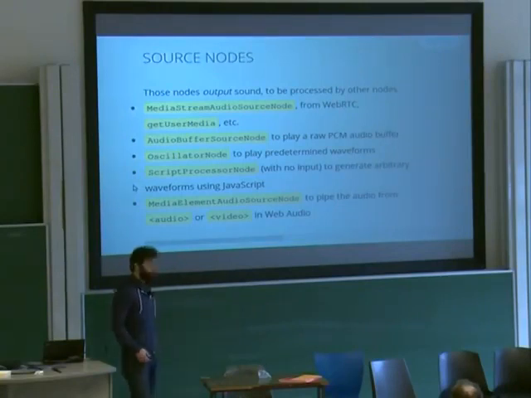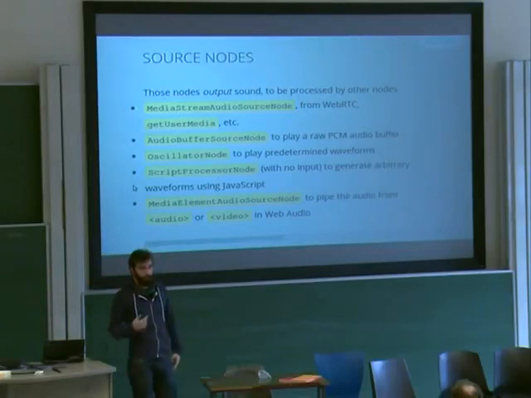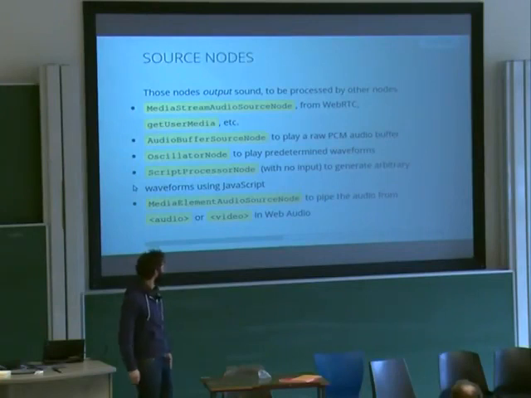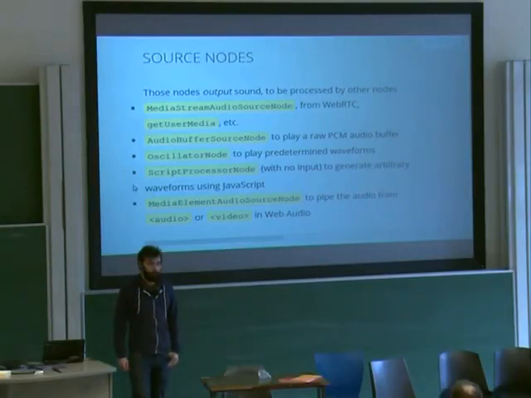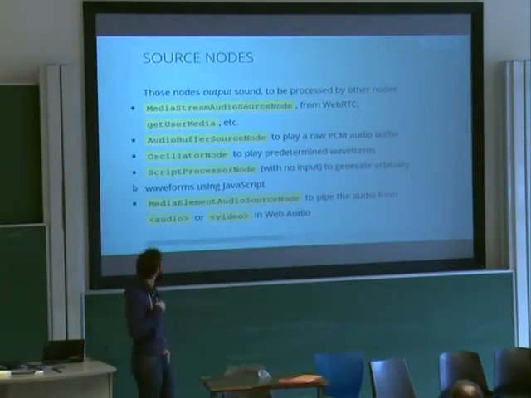Oscillator node basically gives you a sine wave, square wave, sawtooth, whatever. You can set an arbitrary waveform on it. Script processor node lets you write arbitrary JavaScript and write into a buffer and then it gets played, and it gets called back whenever it needs new data. But we will see why it is broken. And media element audio source node, which is a mouthful.